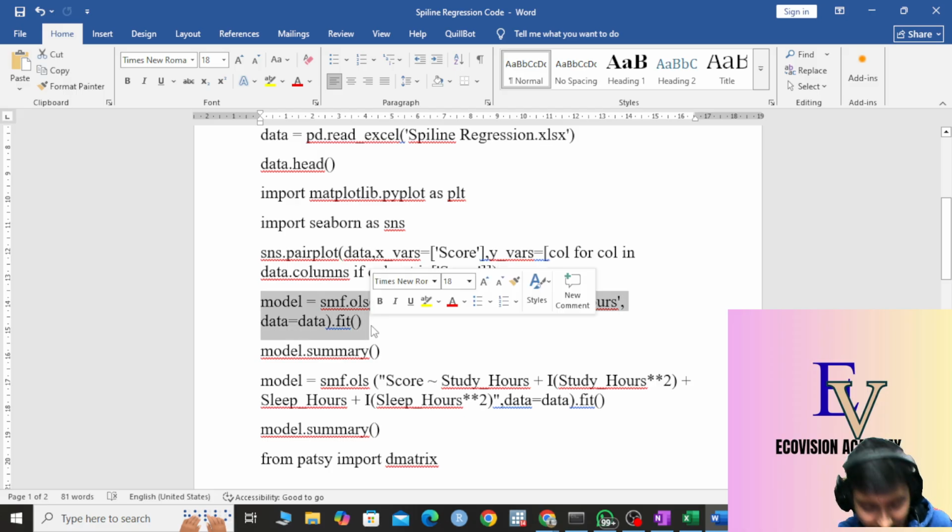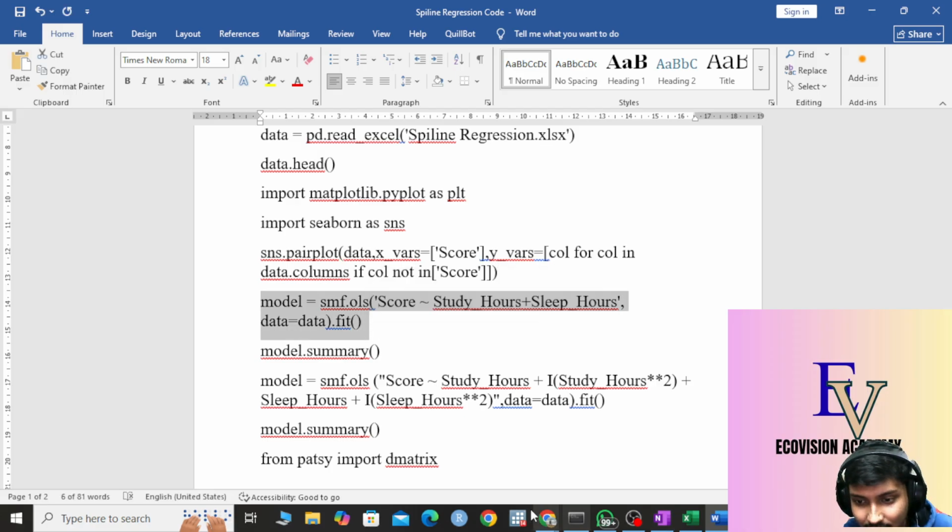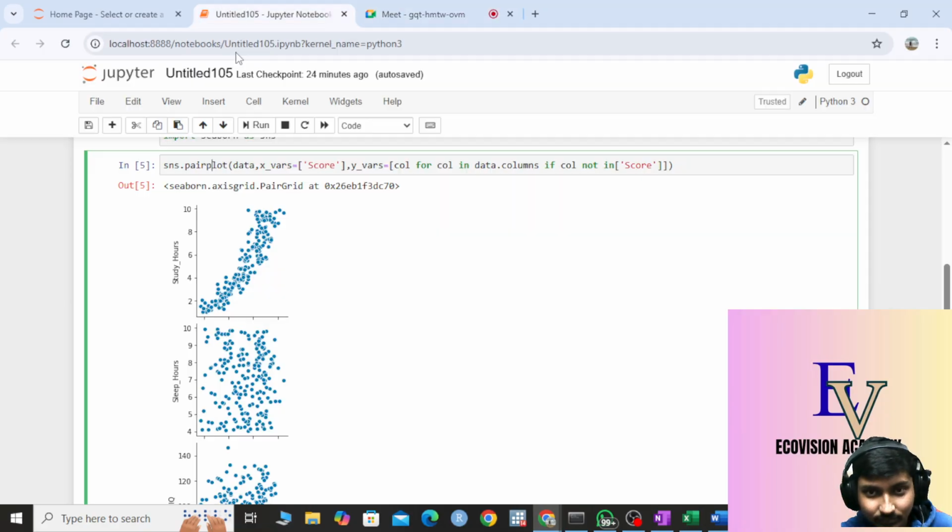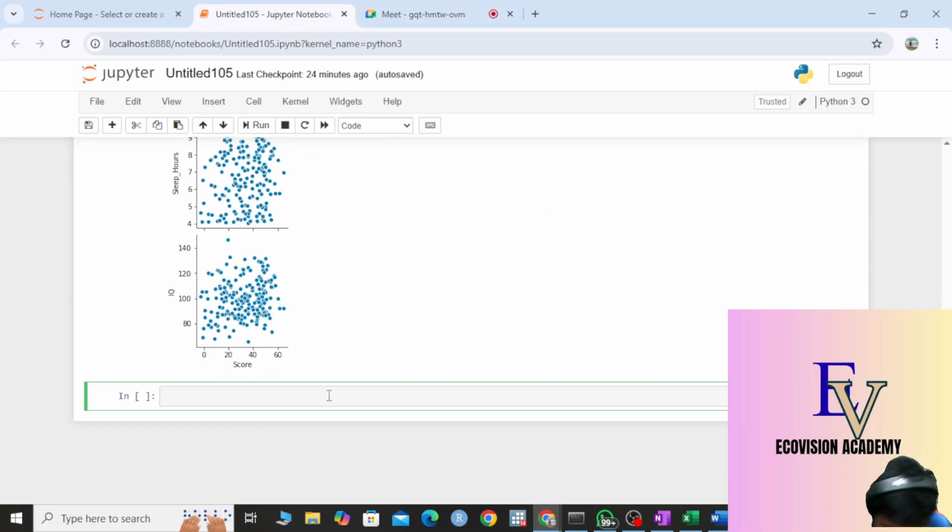So now let's go to Python, and now we will first run an OLS model. In this OLS model, yesterday I did an OLS model, but in a different manner. I will do it differently today. What is the difference? Yesterday you stored score in Y and study hours and sleep hours in X, and then you ran an OLS model. But today I will not do that.